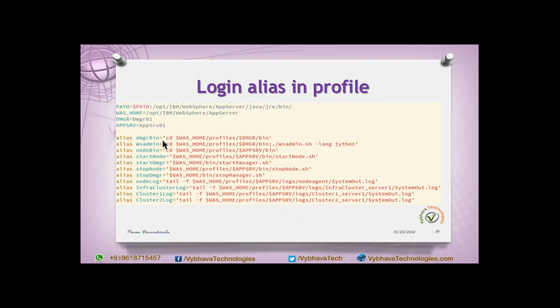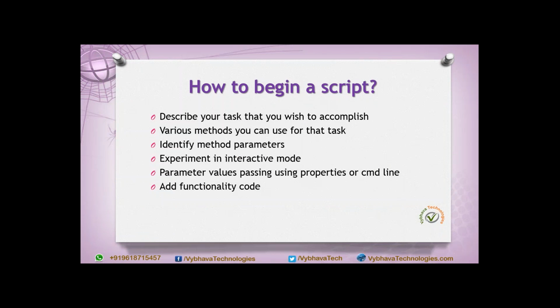In the DMGR bin, where we are most commonly navigating, you can create aliases for easy navigation. The wsadmin we have just seen. For the node, we are going to start the node, so you can navigate to the node bin, start the node, and have the DMGR start shortcuts. Like this you can make multiple things. For logs, you can create shortcuts for the different logs, standard output, system out, system error, and access them very easily. Okay, so this is all about the basic trick about the profile.